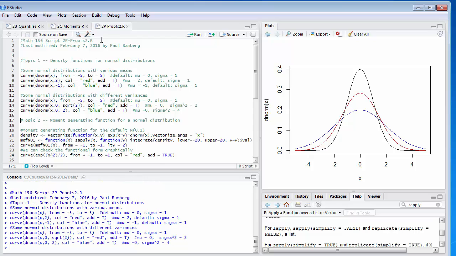Here is the same thing, only now what I have done is to specify still a mean of 0, but a standard deviation of 2, a variance of 4. It's sometimes hard to remember that the third parameter is the standard deviation, not the variance.